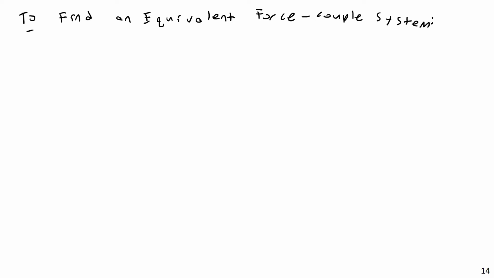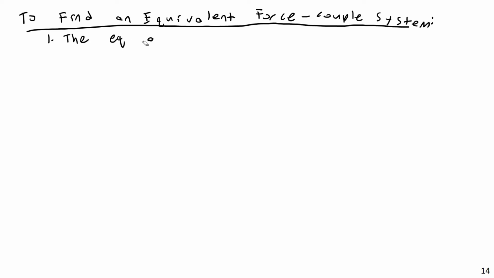So, to find an equivalent force couple system, one, the equivalent force remains unchanged. So we're just going to pick it up and move it, no change. However, the moment, or the couple, the vector of the couple is found as follows.